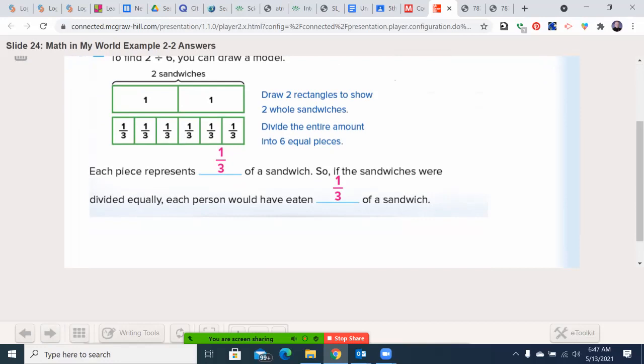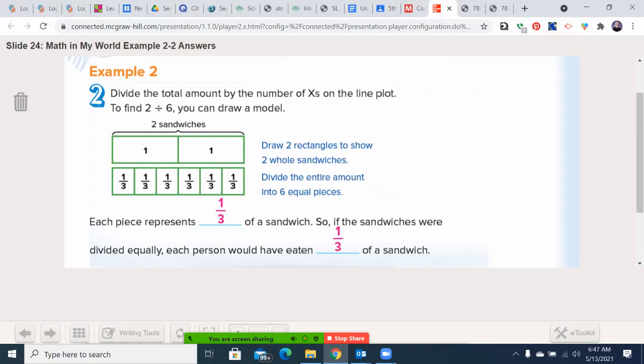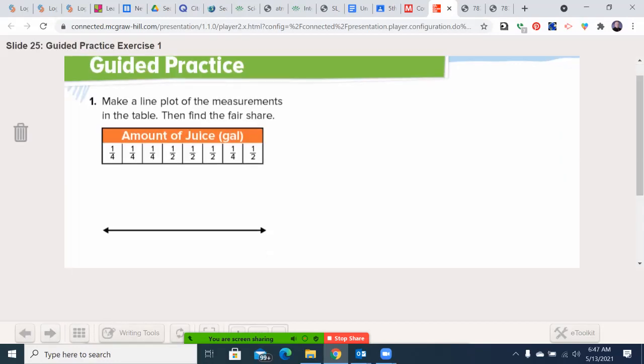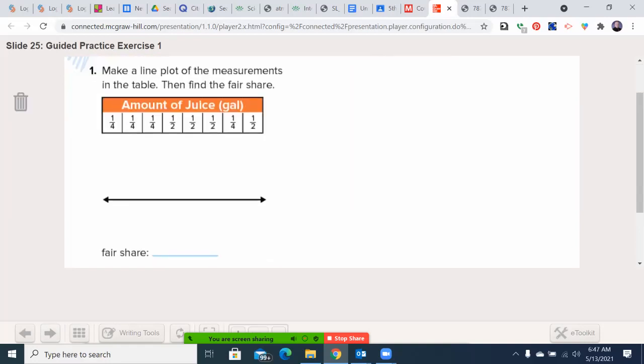Like you could say, okay, 2 divided by 3 is like 2 times 1/3, or 2 divided by 6, 2 times 1/6, 2/6, which equals 1/3. I'm gonna move forward. Let's do a little guided practice, make a line plot, and then find the fairest share.